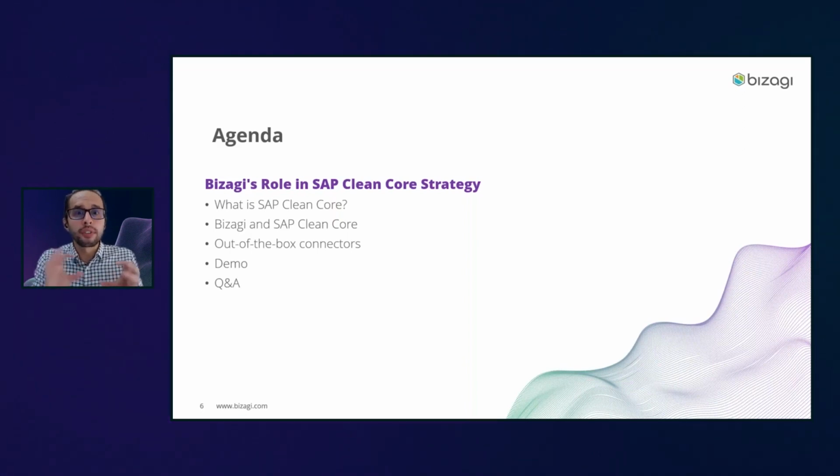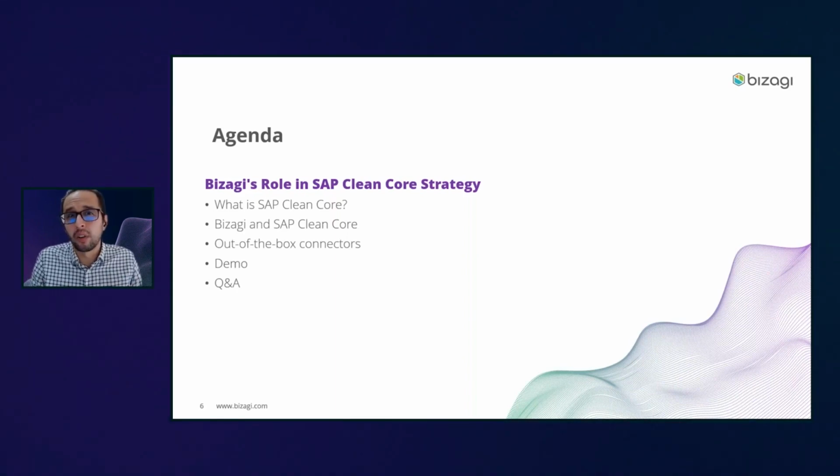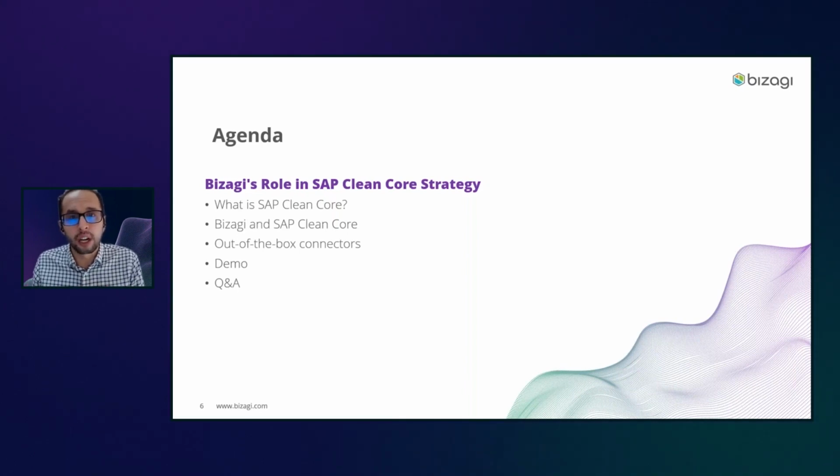So to cover and to understand in detail what all of this is about, I want to start with a really quick introduction about these general terms: what is SAP Clean Core, right? When we're talking about SAP Clean Core, what are we talking about, and why is this so important? Why is SAP itself promoting this so hard, and putting a lot of advice to their customers to follow this strategy?